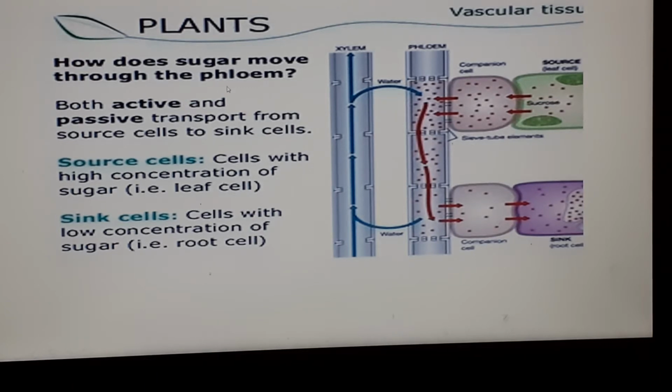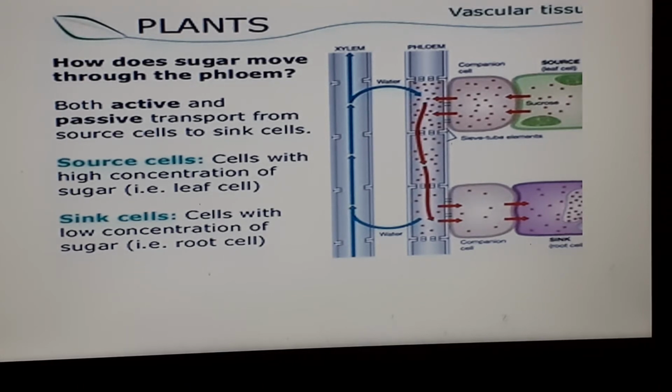Here how does it happen? Active and passive transport from source cells to sink cells. Sink cell means the one which requires the carbohydrate, or where it is stored in the form of fruit or whatever. So this is called the sink cell. From source cell to sink cell it is coming.